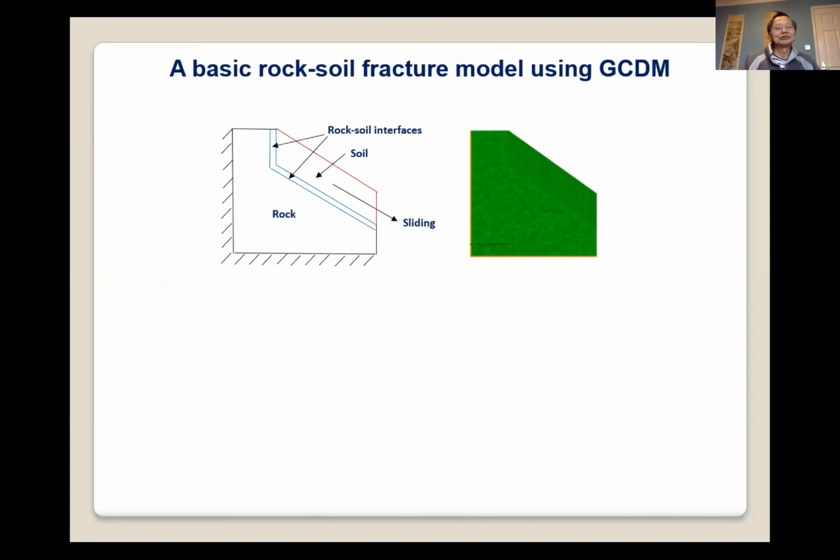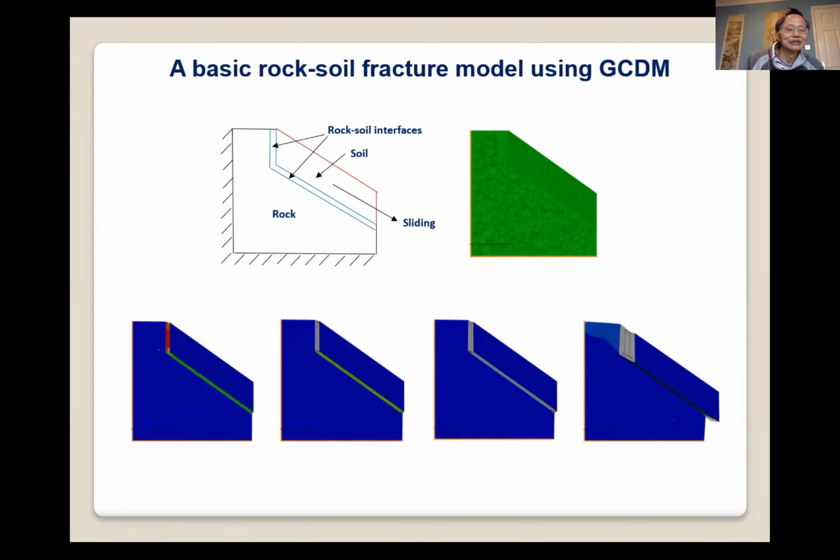This picture shows a basic rock-soil block model using the GCDM. It shows such a soil layer and rock base, and the sliding could be in this way. The right-hand side shows the GCDM modeling as a mesh.